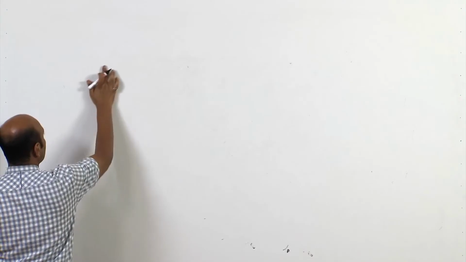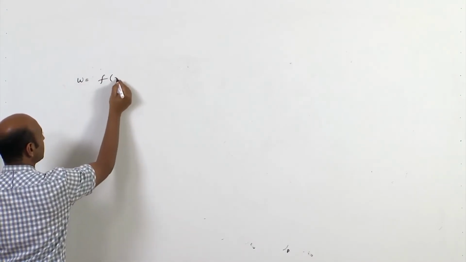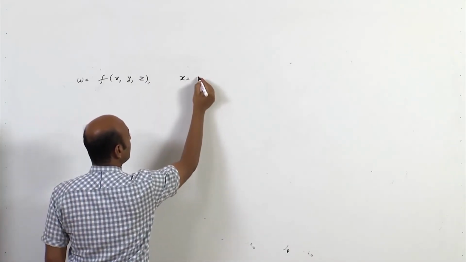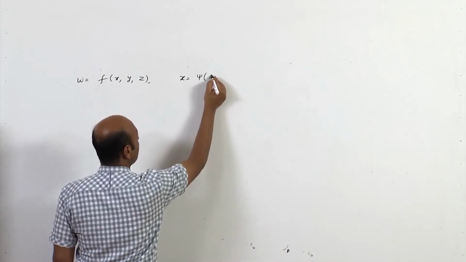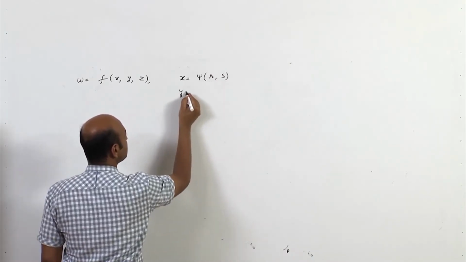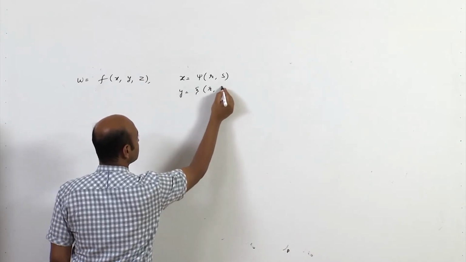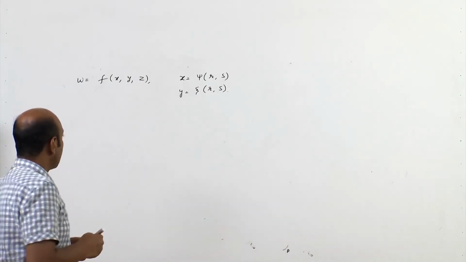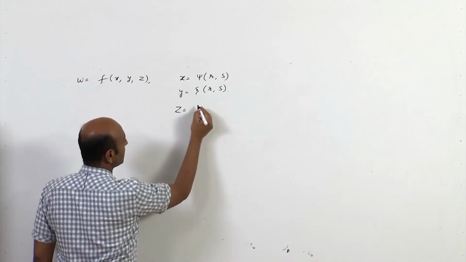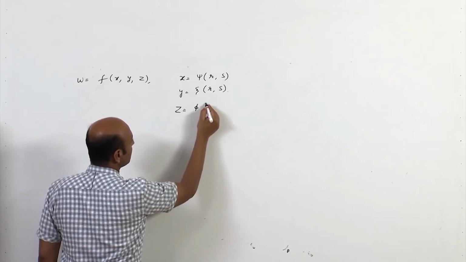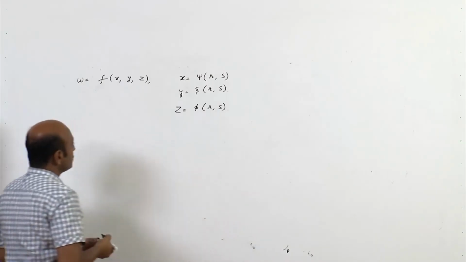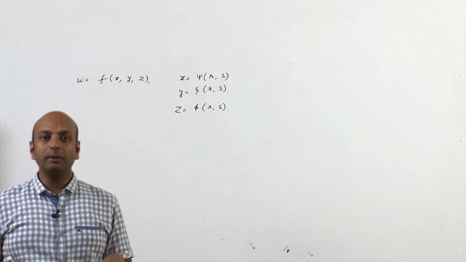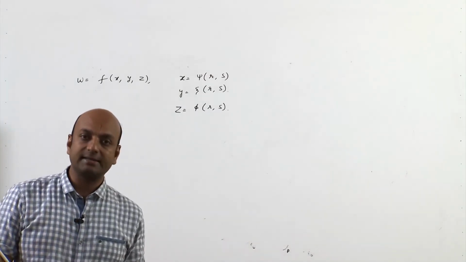Now suppose w is a function of x, y, z, and x is a function of, say, r and s, y is also some function of r and s, and z is also a function of r and s. So, instead of only one variable, now suppose x, y, z are all functions of two independent parameters, two independent variables r and s.